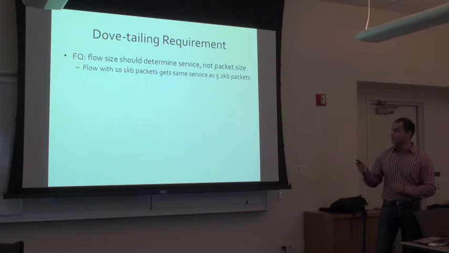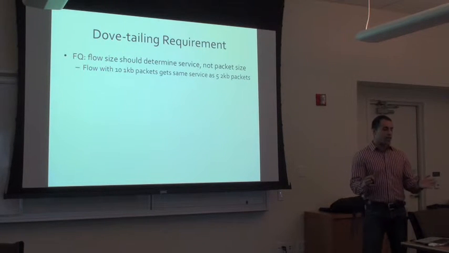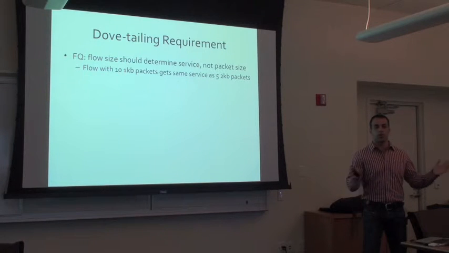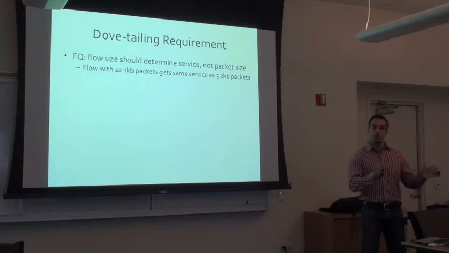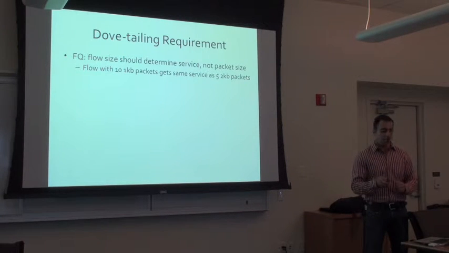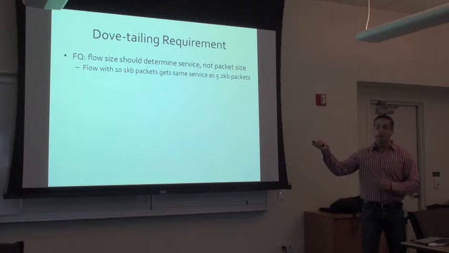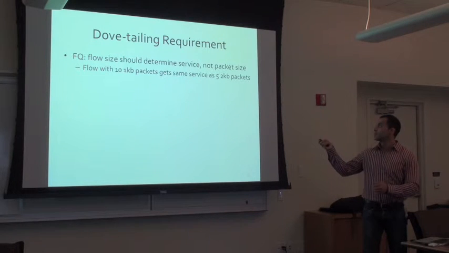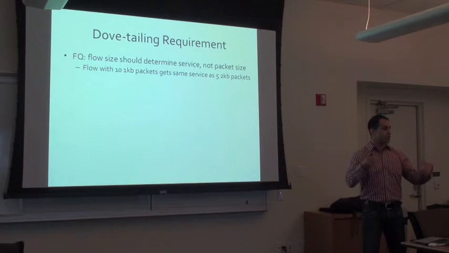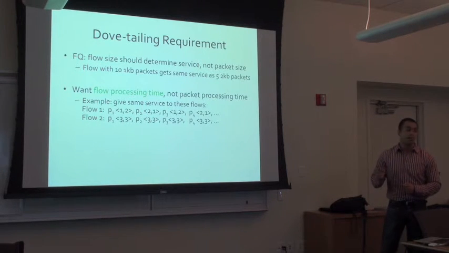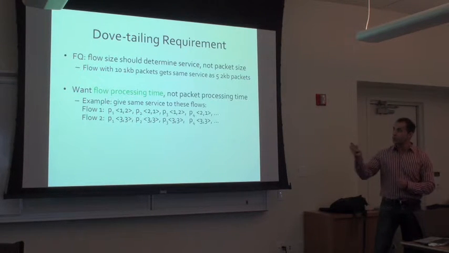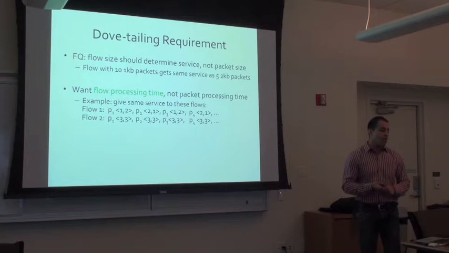And the easiest way to understand it is that fair queuing said that flow size should determine service, not the packet size. In some sense, all of this fair queuing over all these decades was trying to make sure that regardless of what packet size you use, you shouldn't be able to get different types of service. So in particular, 10 1-kilobyte packets should get the same service as 5 2-kilobyte packets if they're backlogged and they're just being sent. Okay? So in the multi-resource setting, we want the same thing. We want to use flow processing time rather than packet processing time.